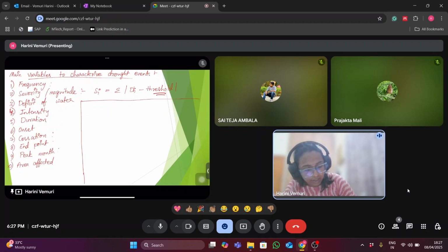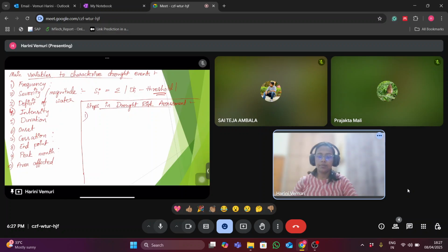Okay. Now let's look into the steps involved in drought risk assessment. The first one is that we have to first define the scope and objective.